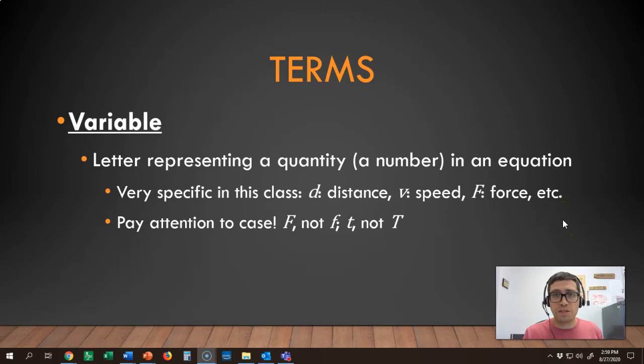The next term that I've already mentioned is the word variable. Variable is simply a letter representing a quantity or a number in an equation. And again, the variables are very specific in this class because for the first time, when you took algebra, those letters didn't mean anything. An X was an X, a Y was a Y. It didn't mean anything at all. Well, now we need to understand that these letters mean very specific things every single time we use them. So for instance, the letter D always stands for distance. The letter V always stands for speed. F is force, etc., etc. There's all kinds of variables in this class, and they all stand for something very specific.